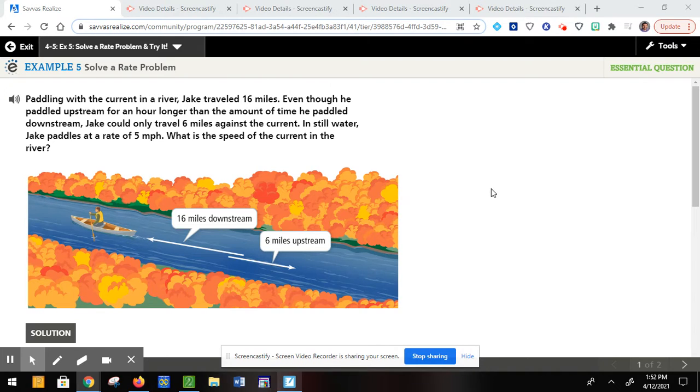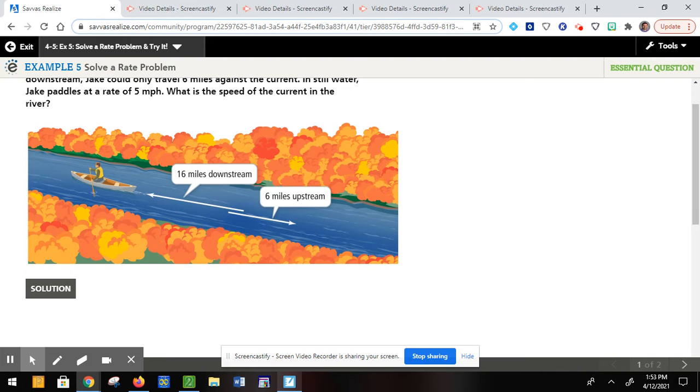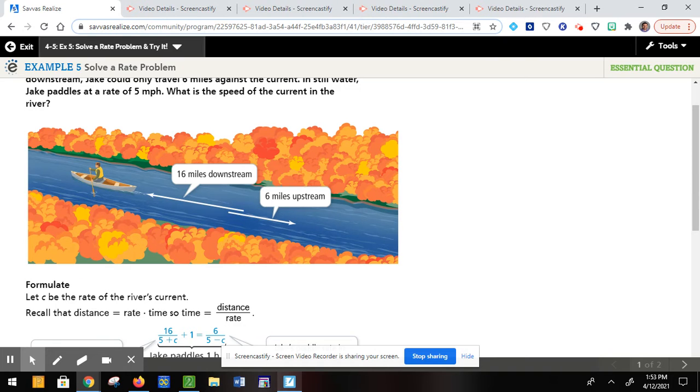All right, so Jake is going paddling in the river. He traveled 16 miles downstream. He traveled 6 miles upstream. He actually spent more time traveling upstream, an hour longer than he did downstream, even though he went a lot further going downstream. In still water, he travels at a rate of 5 miles per hour. So obviously, the current is really affecting how far he goes and how fast he can go.